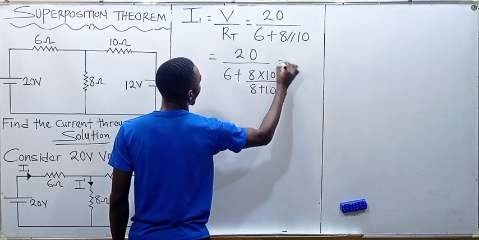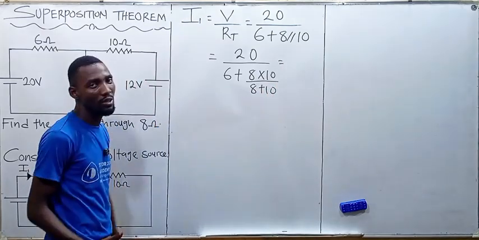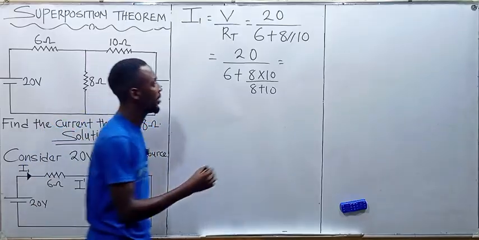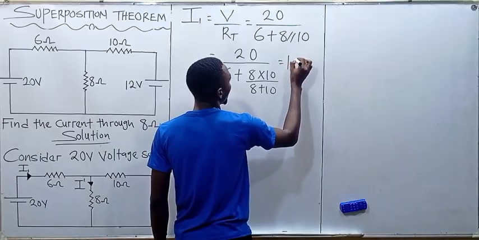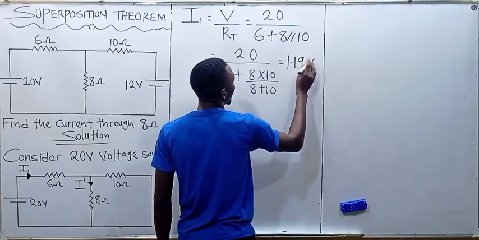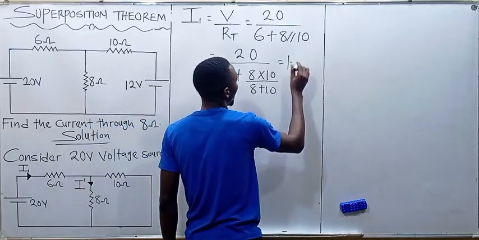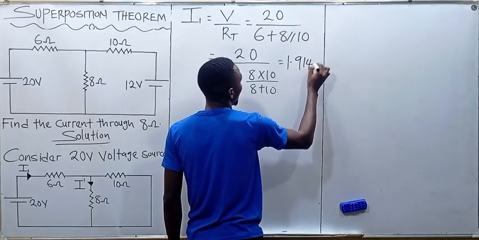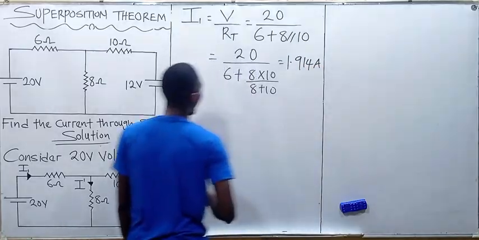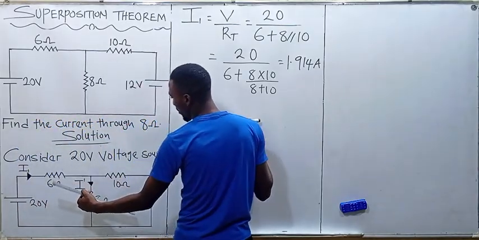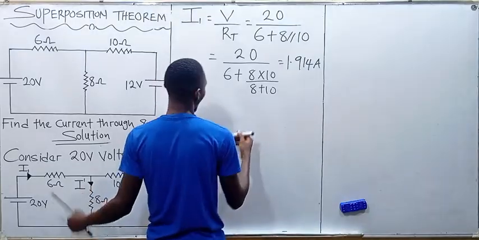All right, so if you press this in your calculator, you are going to have 1.914 ampere. All right. So now we can use the current division rule to find our I prime.